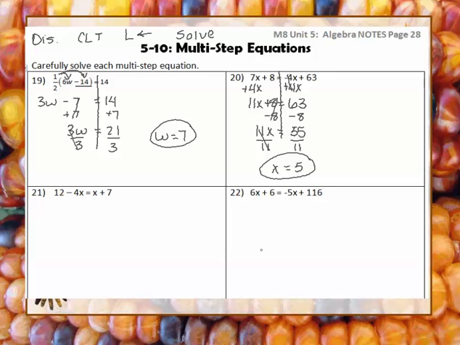So go ahead, pause the video here, do number 21 and 22. When you're ready, unpause the video and I'll show you the answers. Okay, your answer for 21 is x equals 1. Your answer for 22 should be x equals 10. If you don't understand either two of those, pause the video here and ask for my help in class.